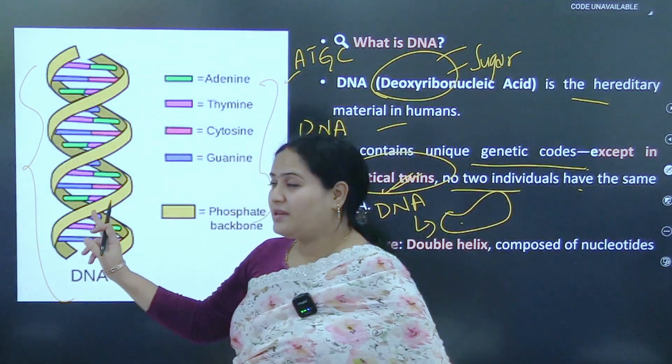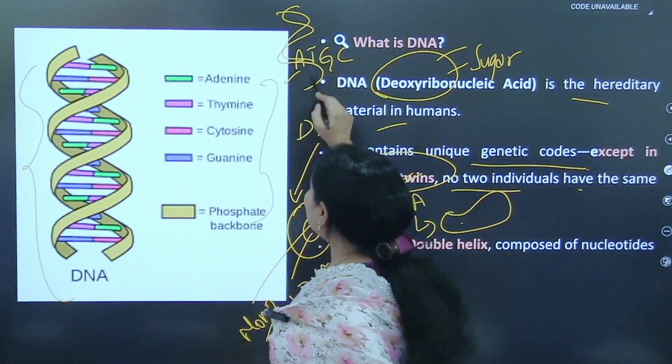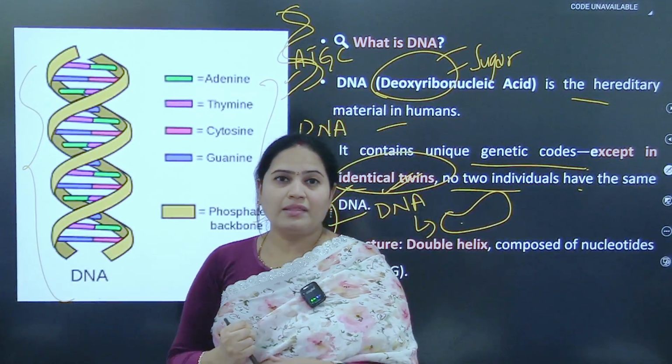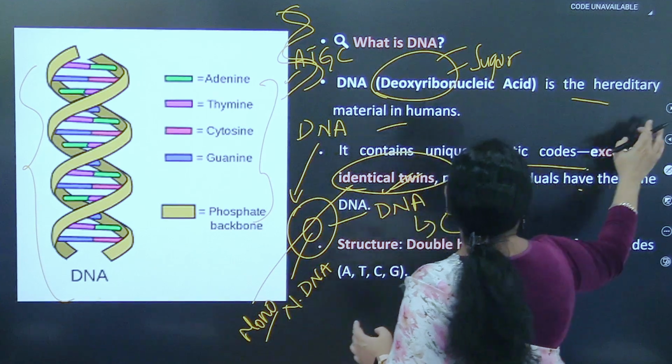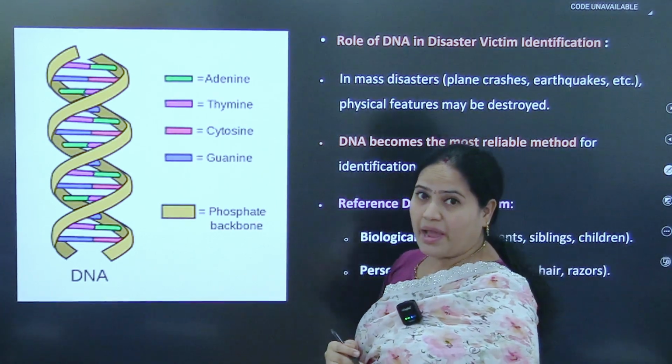In this picture, you can clearly see the structure of the DNA. It is helical. And what type of helical? It consists of two strands, and that is called the double helix model. Moving on, now let us understand the role of DNA in disaster victim identification.